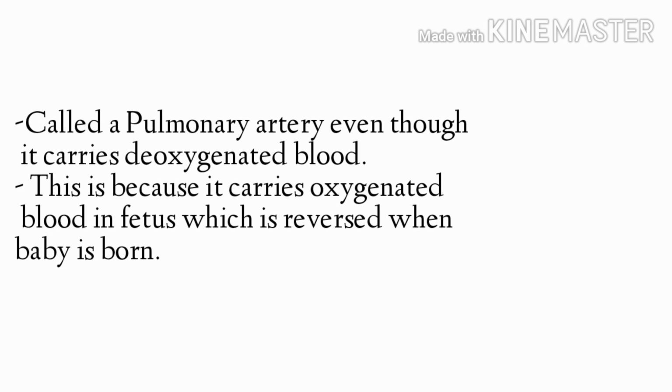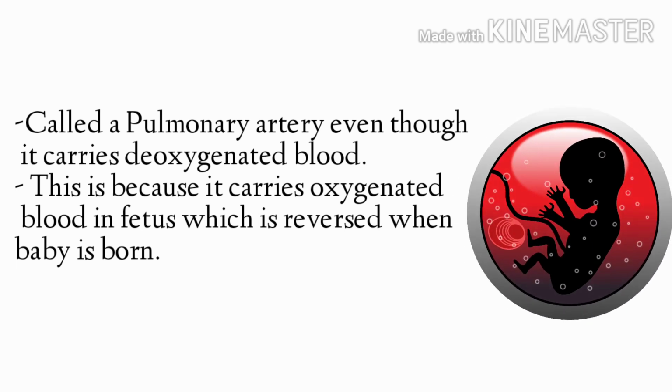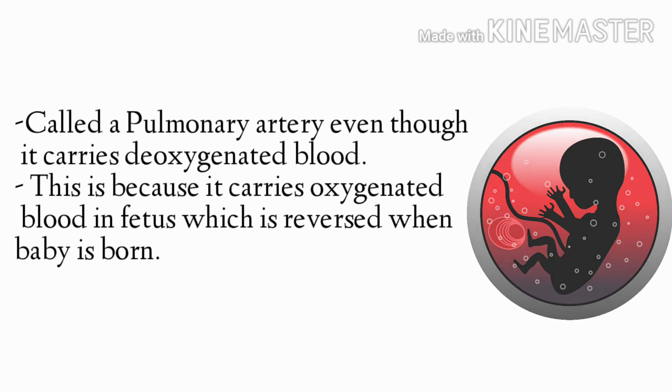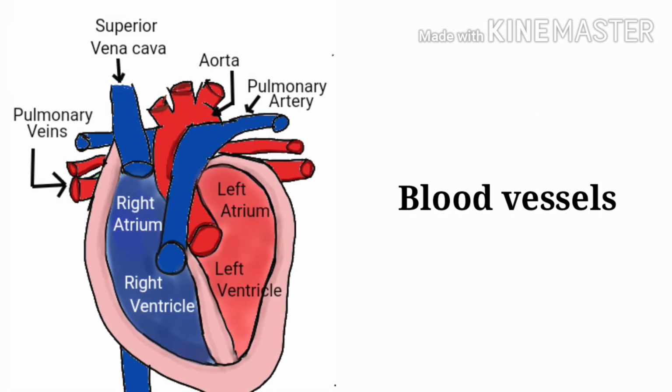This is because it carries oxygenated blood in the fetus or an unborn baby, and this system is reversed when the baby is born. The pulmonary arteries take the deoxygenated blood and send it to the respective lungs, where the carbon dioxide is exchanged for oxygen by the alveoli. So these were the blood vessels that supply blood to all parts of the body or bring the blood back to the heart.